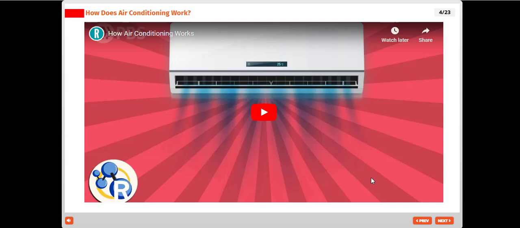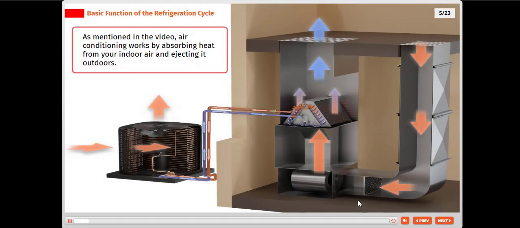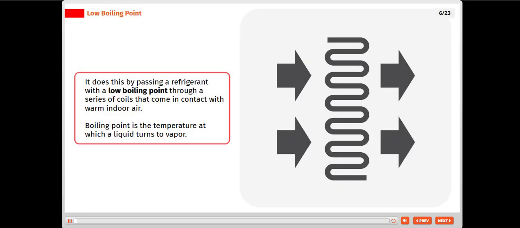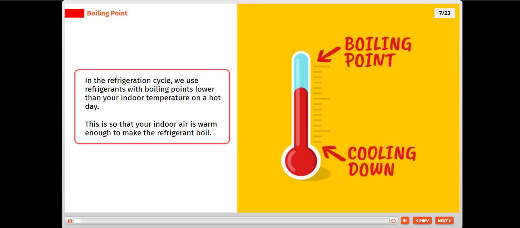As mentioned in the video, air conditioning works by absorbing heat from your indoor air and ejecting it outdoors. It does this by passing a refrigerant with a low boiling point through a series of coils that come in contact with warm indoor air. Boiling point is the temperature at which a liquid turns to vapor. In the refrigeration cycle, we use refrigerants with boiling points lower than your indoor temperature on a hot day. This is so that your indoor air is warm enough to make the refrigerant boil.